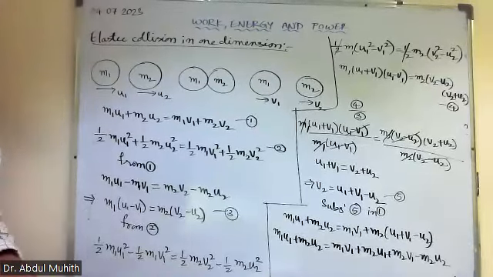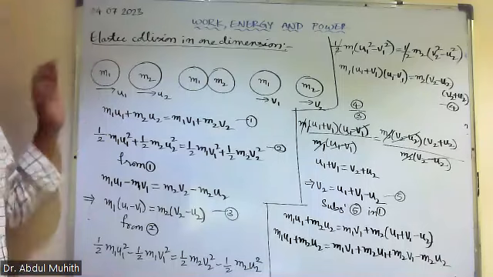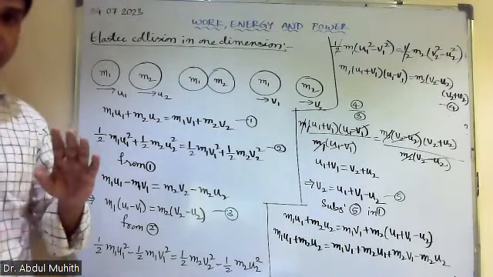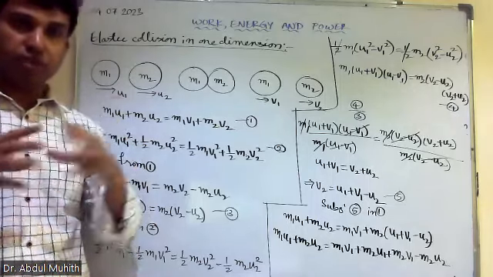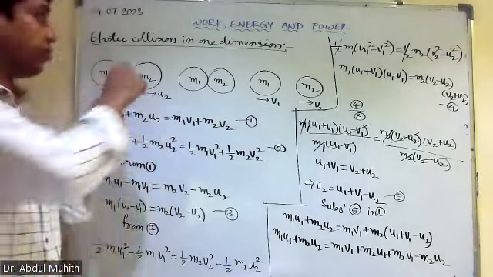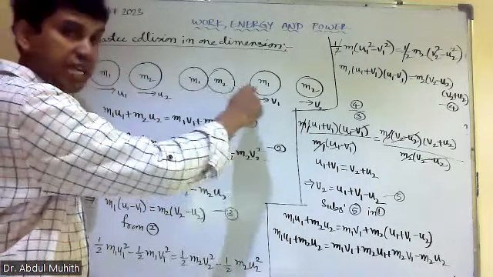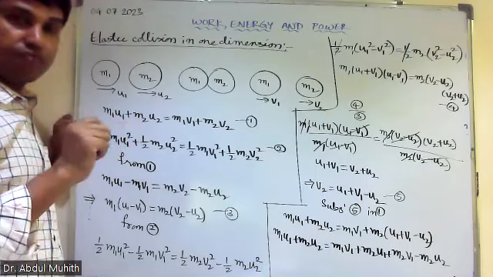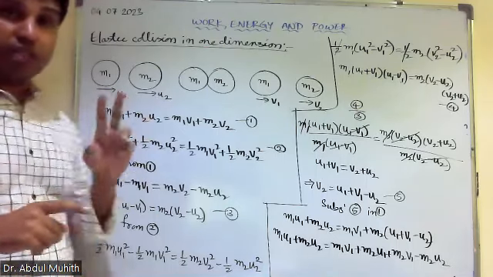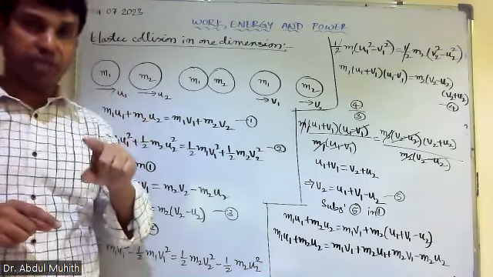Now, once again from the beginning: what is a collision? Interaction of two bodies is known as collision. Again, what is a head-on collision? If the two bodies move in the same line, that is known as a head-on collision. Next, we have elastic collision in one dimension and two dimensions, which I will explain.